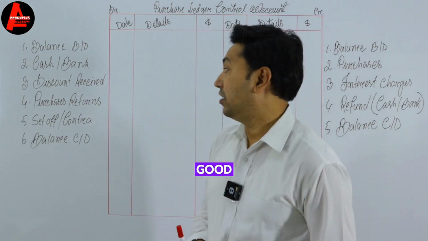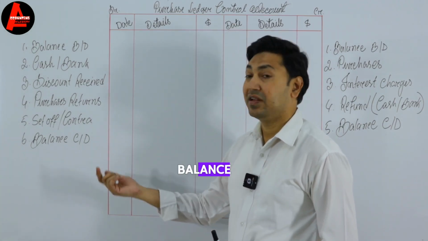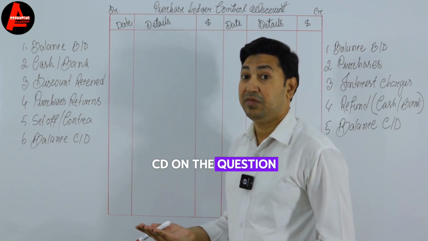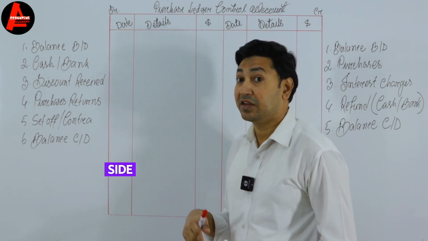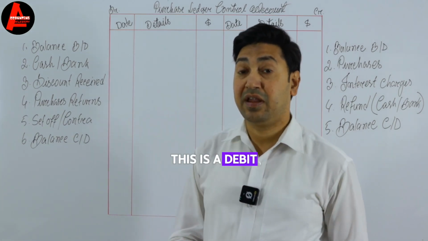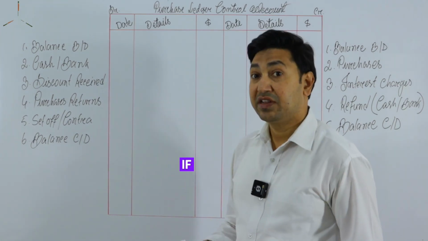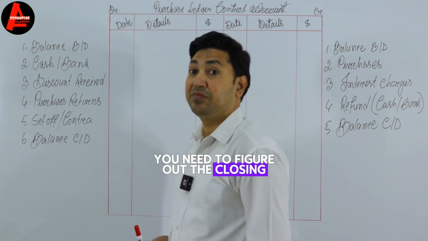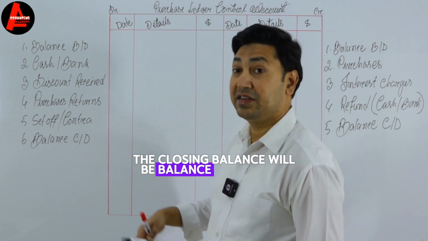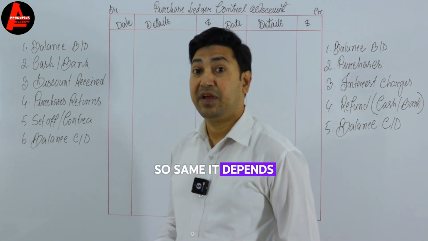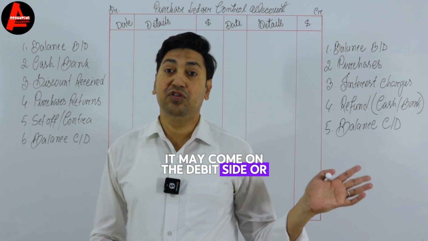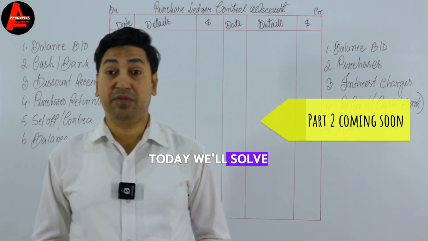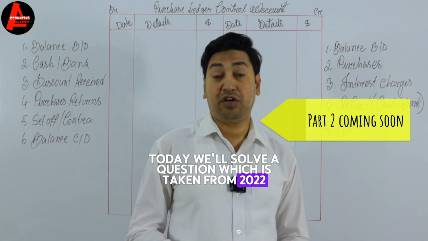Good. Then we have our last item here, balance CD. Same as before, if you have balance CD in the question, meaning closing balance, then you will write it on the debit side; it will be mentioned clearly whether it is a debit balance or credit balance. If it is not given in the question, then you need to balance it and figure out the closing balance. The closing balance will be balance CD, balance carried down. Same, it depends, it may come on the debit side or credit side. So for your better understanding, today we will solve a question taken from 2022.